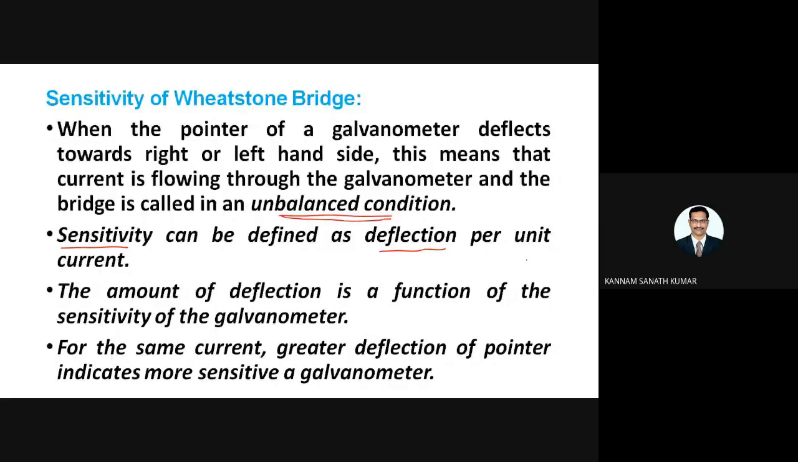So here the amount of deflection is a function of the sensitivity of the galvanometer. So the deflection of the galvanometer is a function of sensitivity. More deflection means you have more sensitivity. That means more deflection indicates that it has more sensitivity to the galvanometer.